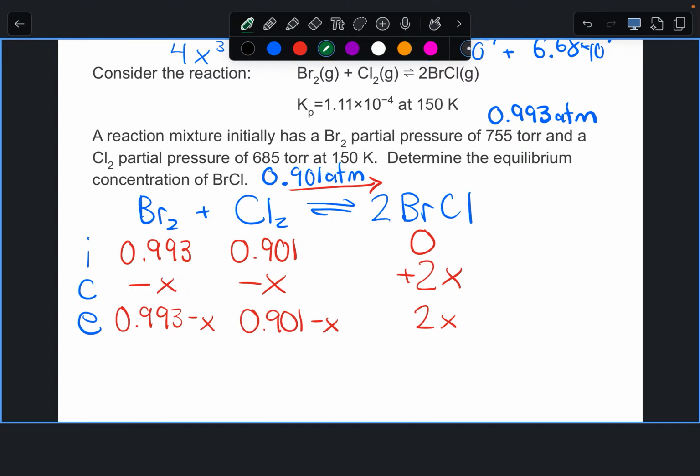It's like, maybe it was 0.993 before, and maybe it becomes like 0.992, and we're like, that's not a big enough difference to matter, okay? So we're gonna get rid of those, and that'll simplify our math a ton.